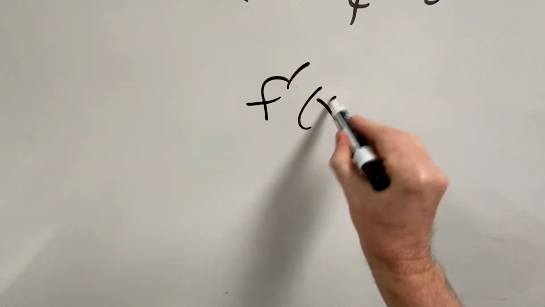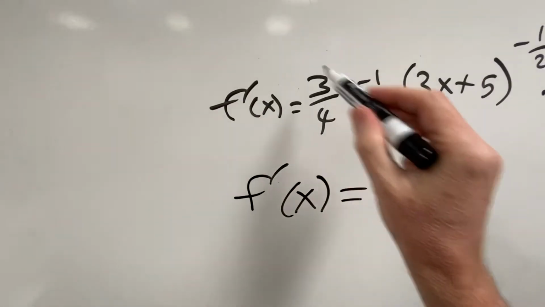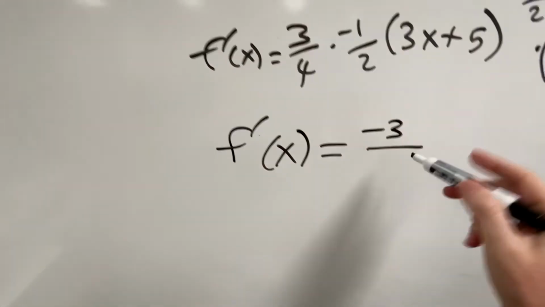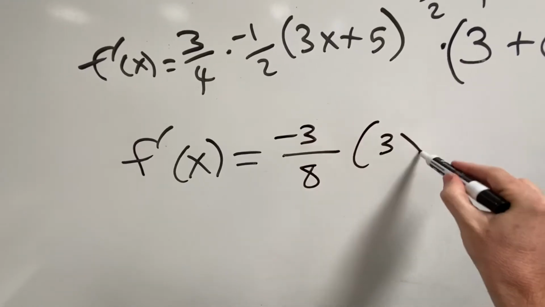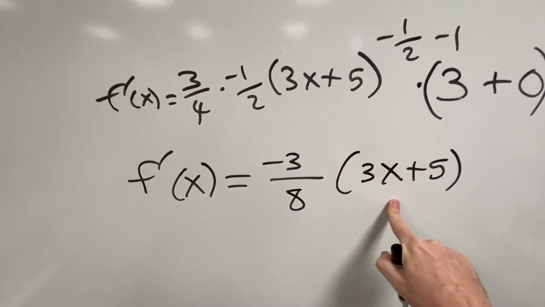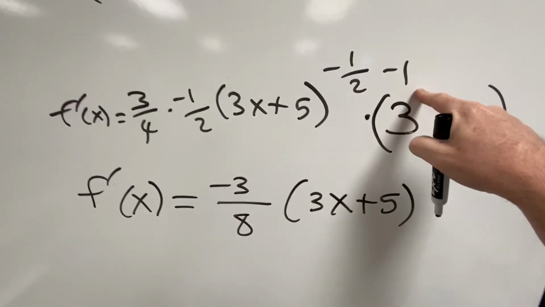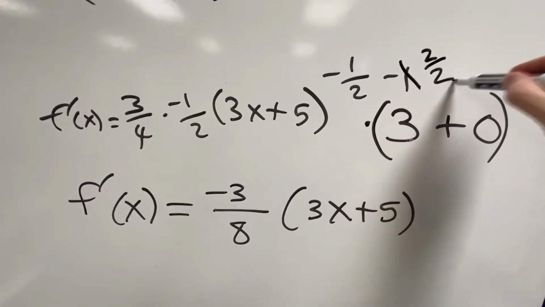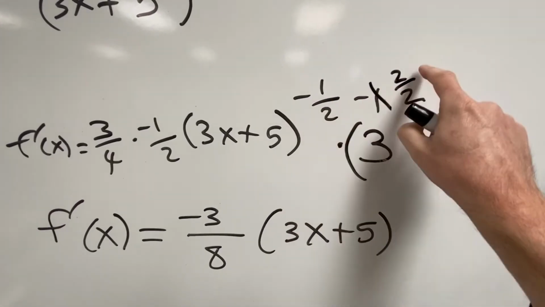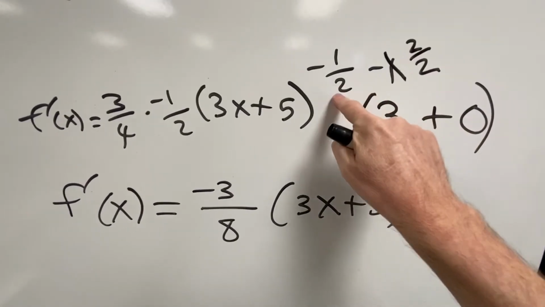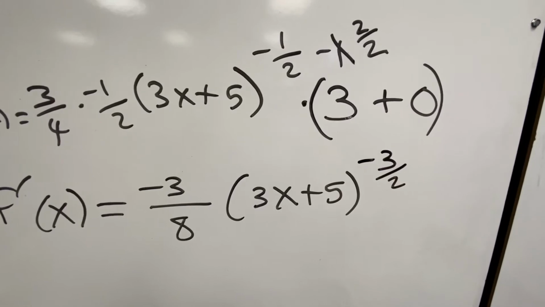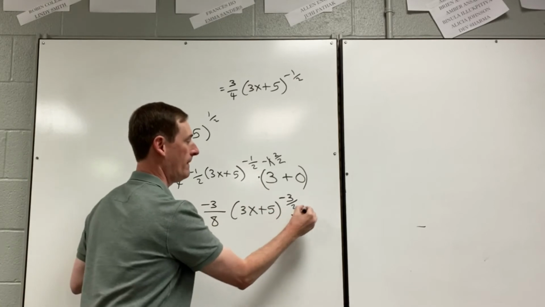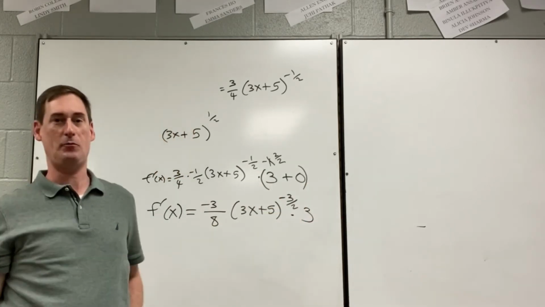Let's jump down here, f prime of x equals, no cross cancel with the 3 and 2. So 3 times negative 1 is negative 3. 4 times 2 is 8. Base is 3x plus 5 to the negative 1/2 minus 1. We need a common denominator. Isn't 1 2 out of 2, right? So negative 1 minus 2 is negative 3, and the common denominator stays 2. All right, now the 3 plus 0, the chain rule, is just times 3 at the very end, okay?